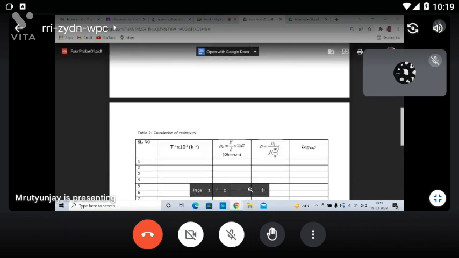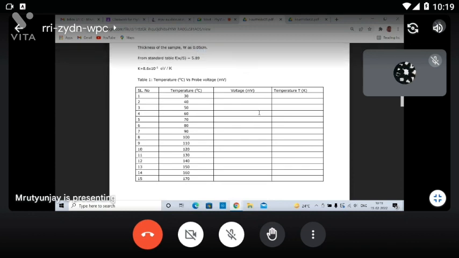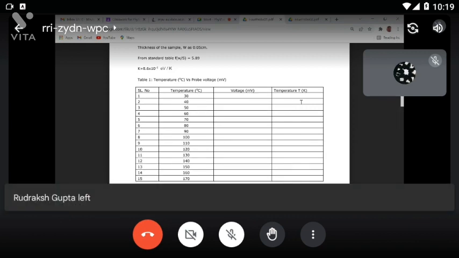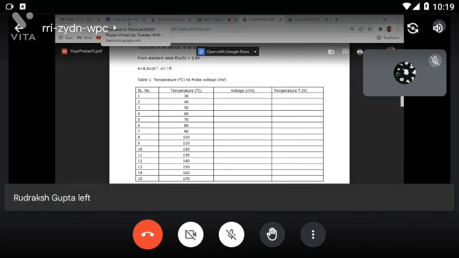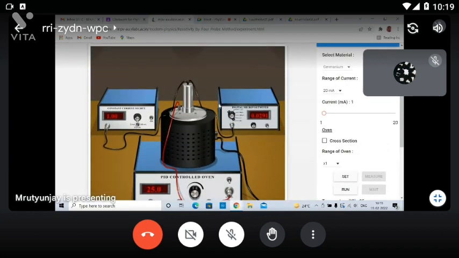Right now I'm going to tell you how to perform the experiment. After this, is everything clear or not? Yes, sir, clear. It is a very easy experiment and it will take a maximum of 5 minutes to perform. So right now I'm going to the simulation part.